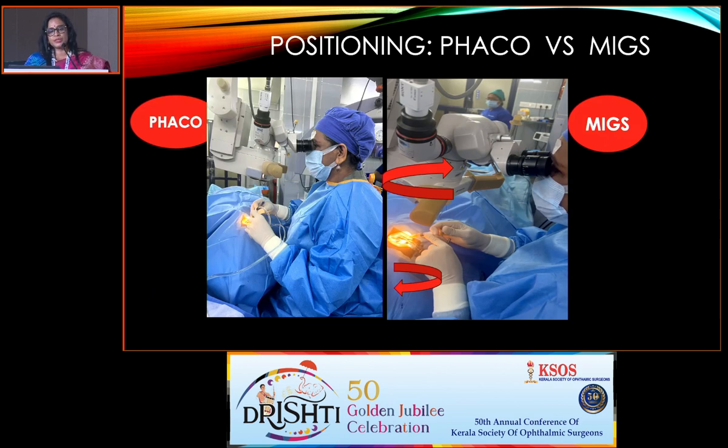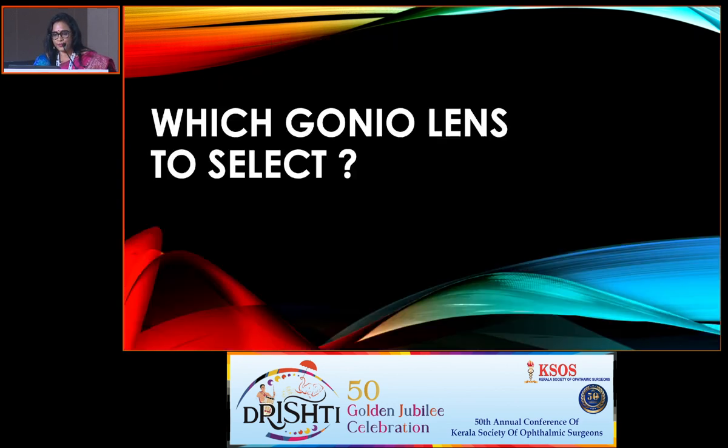And the position when you're sitting also is different. In a phaco, you're sitting close and your hands are close to the body. But here you need space for your hands to move. So you place yourself a little away from the operating table so you get more space to move.